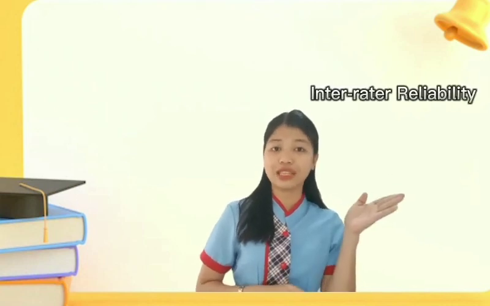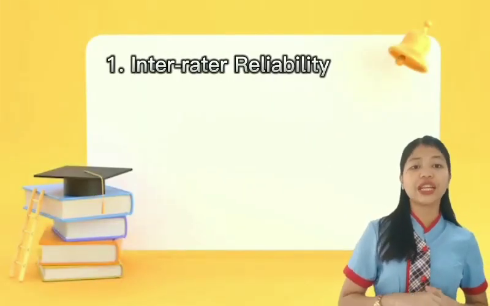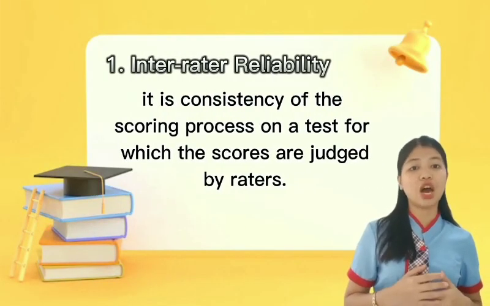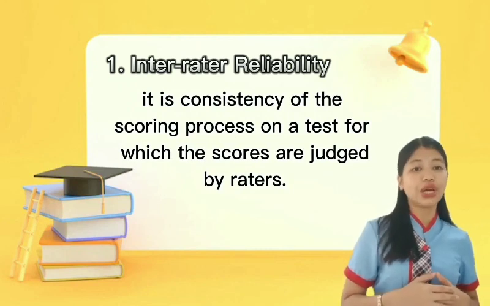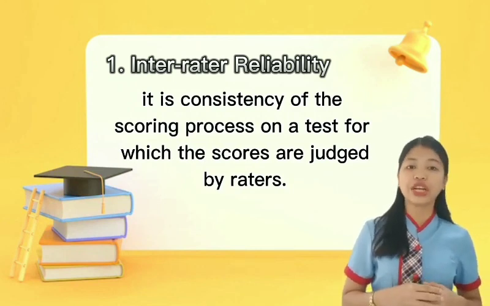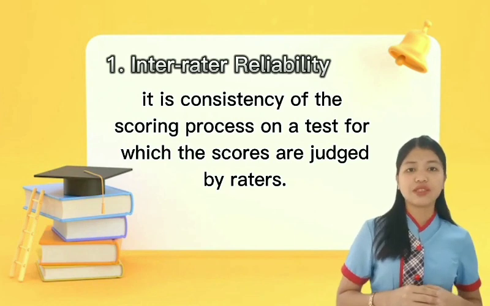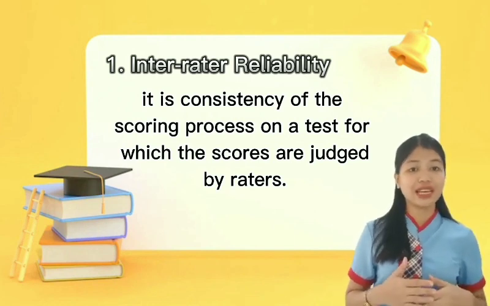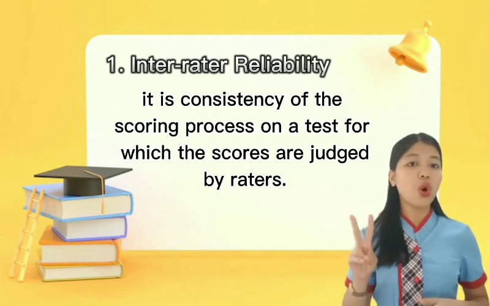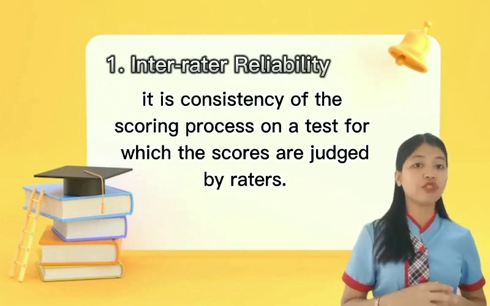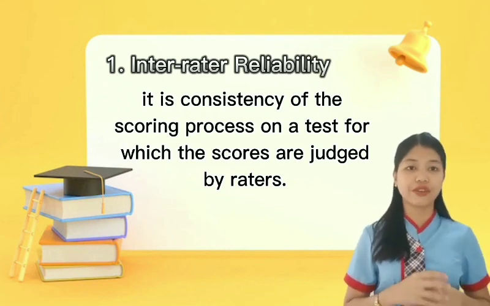Since Maria Jessa already discussed the first type of reliability, now I'll be talking about the second and third types of reliability, which are inter-rater reliability and test-retest reliability. First, inter-rater reliability. It is the consistency of the scoring process on a test for which the scores are judged by raters. This means that this reliability is the extent to which two or more raters, observers, coders, or examiners agree.